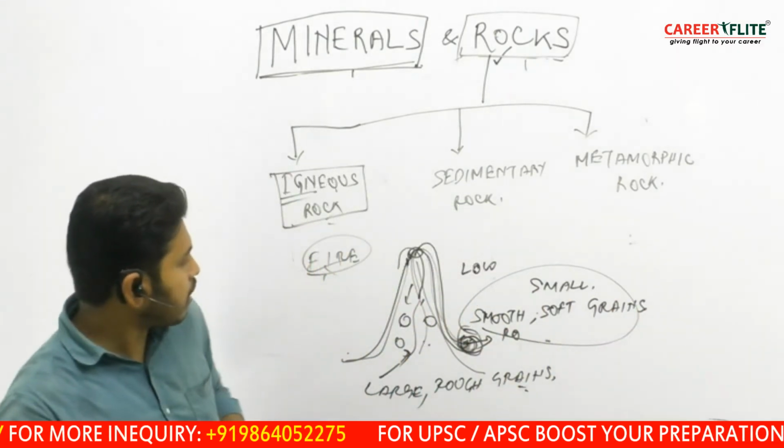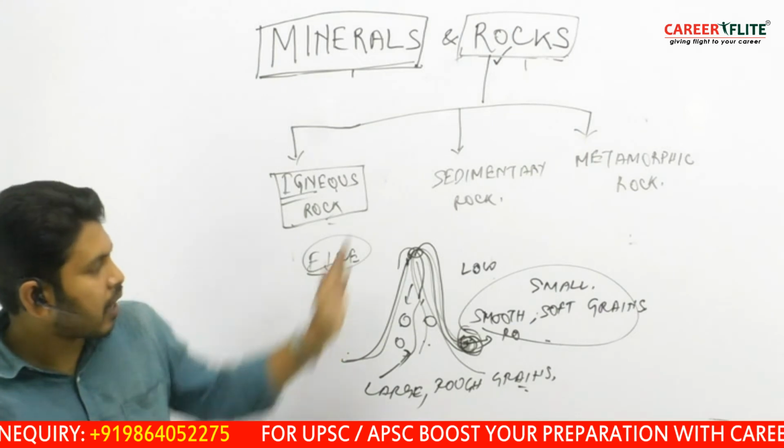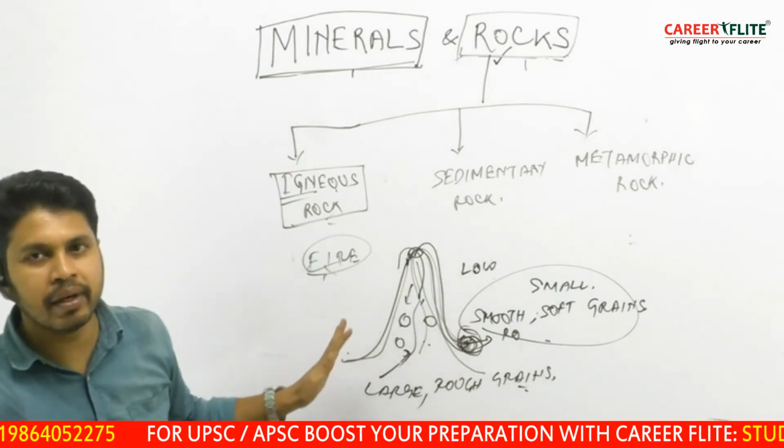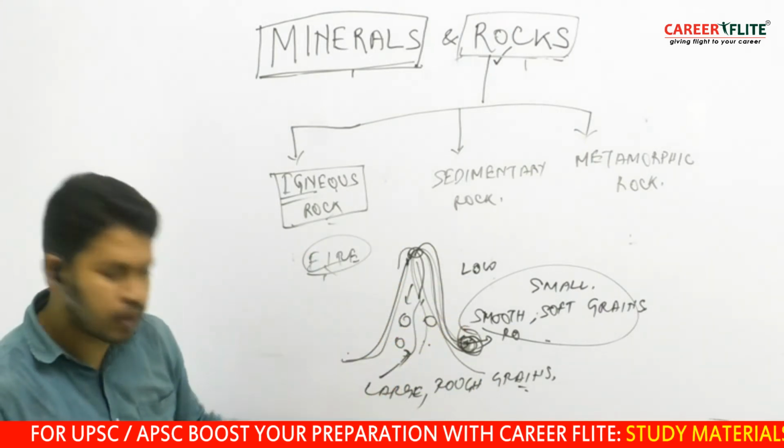So according to the formation, whether it is forming outside or inside, accordingly we can classify it into two types. One is volcanic rock, one is plutonic rock.